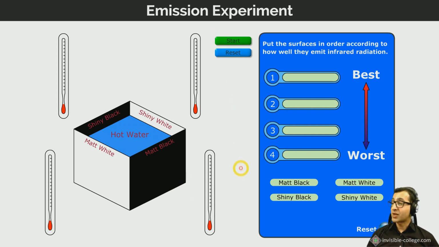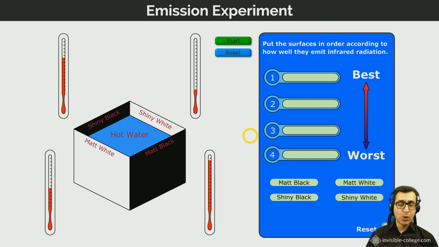So in fact, if we start this experiment, we'll see that the matte black surface absorbs the heat energy fastest, closely followed by the shiny black surface, followed by the matte white, followed by the shiny white. And so matte surfaces in general, whether you're talking about black or white, absorb and emit heat better than shiny surfaces. Black surfaces will absorb and emit heat more rapidly than shiny surfaces.